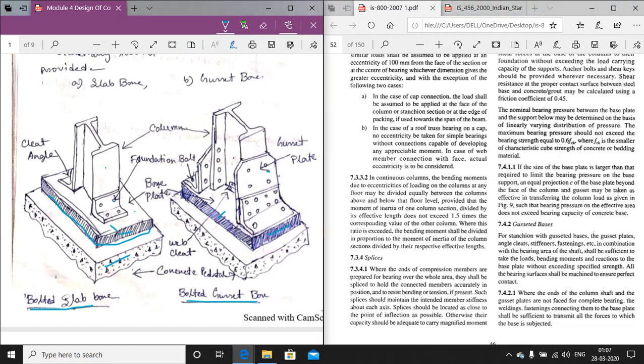These are the base plate that I have told you. These are the foundation bolts, that is for the proper connection. This is the column, this is the cleat angle here. Here is also the cleat angle. This is the cleat angle also, and this is the cleat angle. So these are the general columns. These are the general foundation modes.